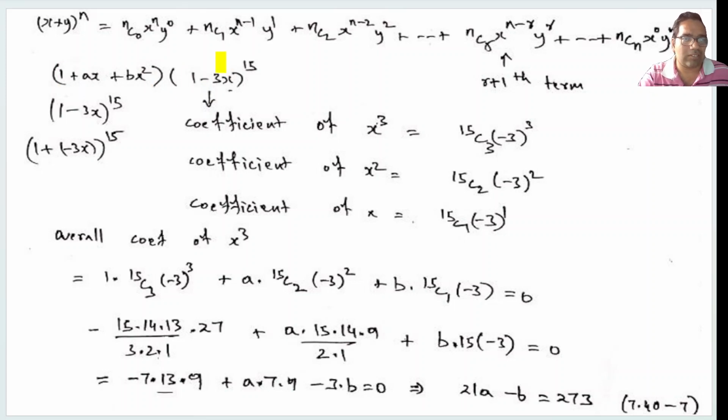That is, 1 into the x cube coefficient, which is 15c3 times (minus 3) cubed. Another term is a into the coefficient of x square, which is a times 15c2 times (minus 3) squared. The third is b into the coefficient of x, which is b into 15c1 times (minus 3) to the power 1. The sum of these three is the total overall x cube coefficient.